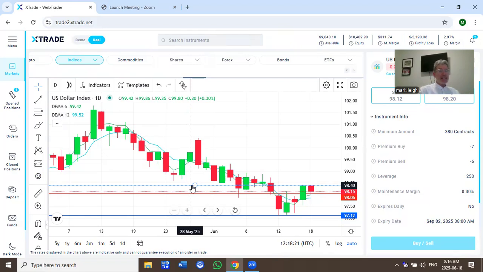It's 8:16 a.m. Eastern Time, Wednesday, 18th of June. That's 12:16 GMT. US session underway. And let's have a look how the US dollar is performing. Lots of fundamentals coming up today.